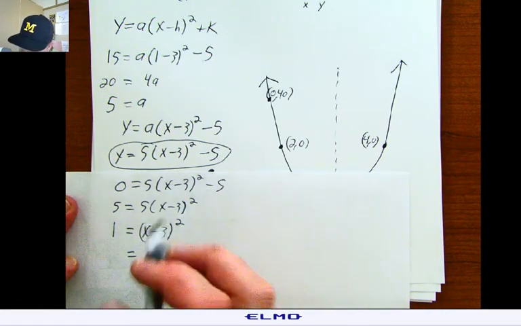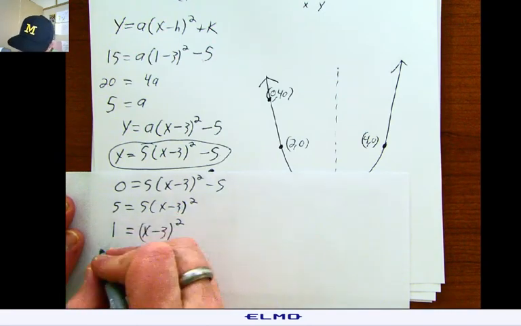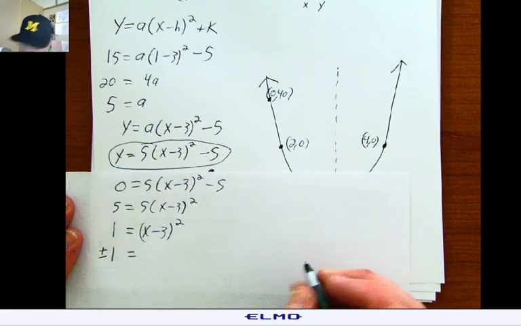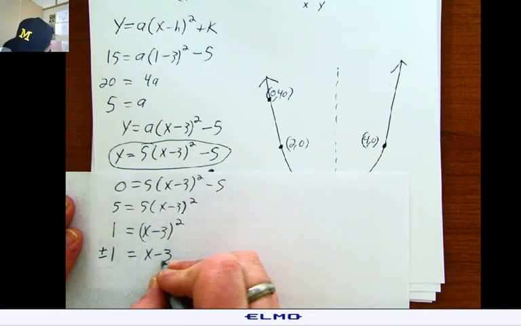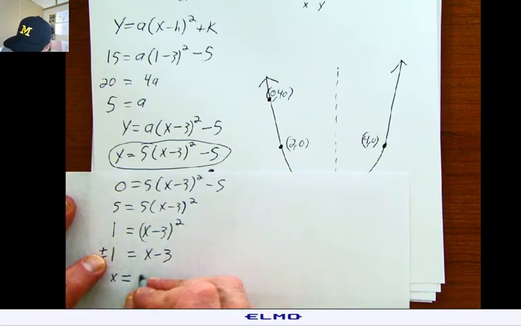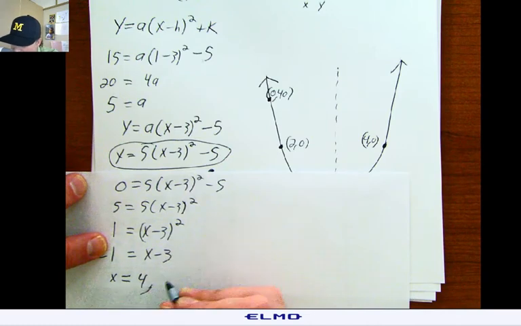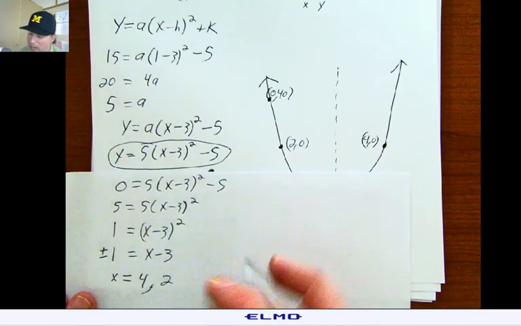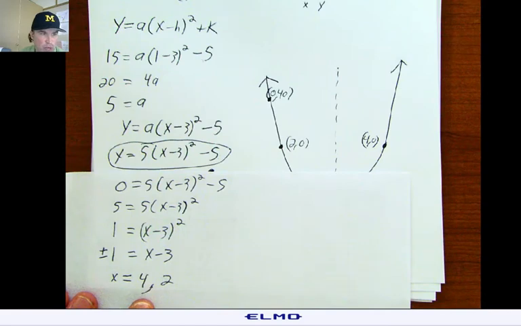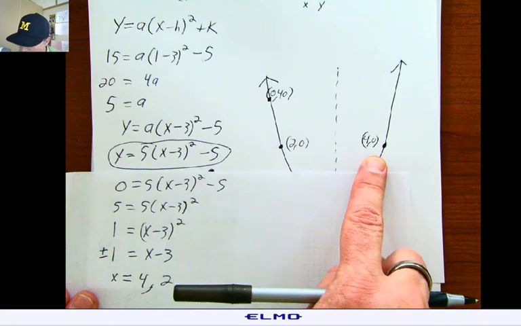When I square root both sides, square root of 1 is 1. But you got to remember to put in that positive negative. So positive negative 1 equals x minus 3. When you add 3 to both sides, x equals 1 plus 3, which is 4, and negative 1 plus 3, which is 2. So my x-intercepts are 2 and 4. That helps me with that graph because that gives me the points (2, 0) and (4, 0).